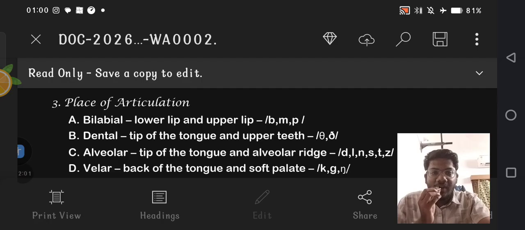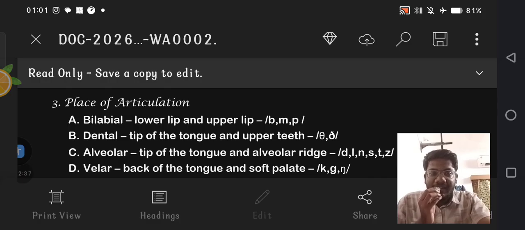Then alveolar consonants. Alveolar consonants are produced when the tip of the tongue and alveolar ridge articulate with each other. So the tip of the tongue is above your upper teeth. The alveolar ridge is above your upper teeth, so the tip of the tongue articulates with it. See? T, D, L, N, S. Sorry, it's S, Z. I'm sorry for the confusion.